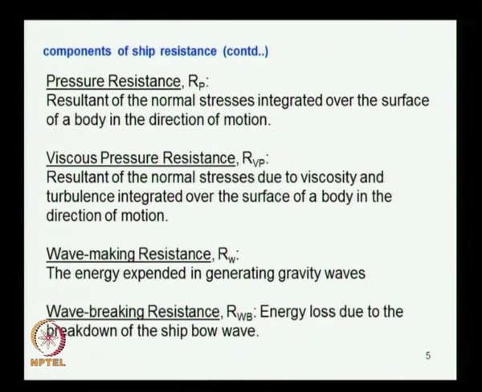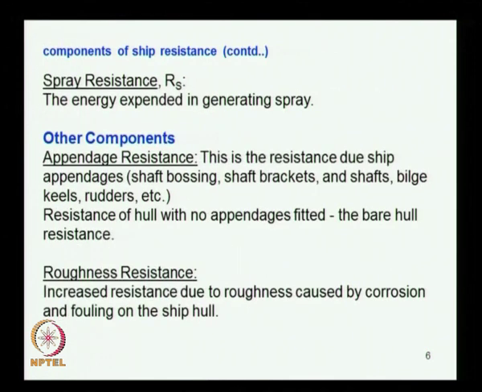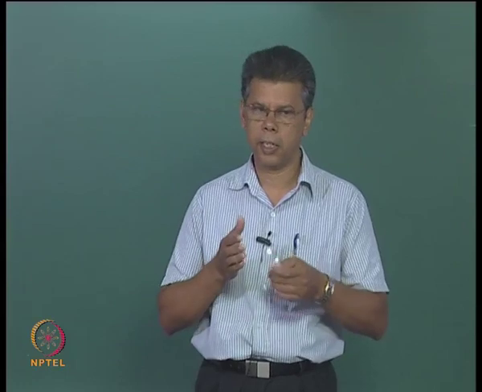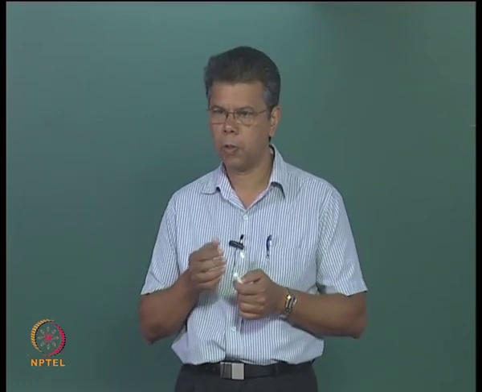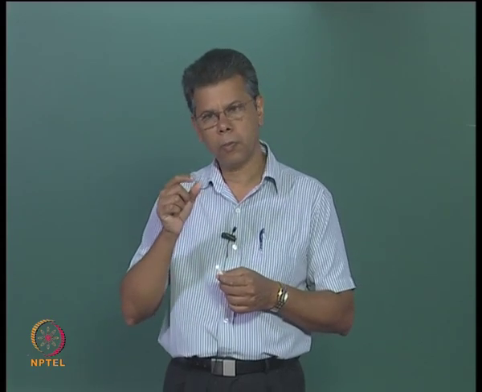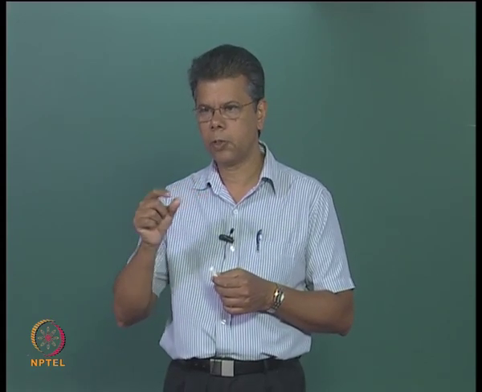Then the next component is the viscous pressure resistance. So, this is due to the viscous property. When the viscosity is there, you know there will be a formation of boundary layer around the body, and the boundary layer grows from the forward side of the ship to the aft end of the ship.